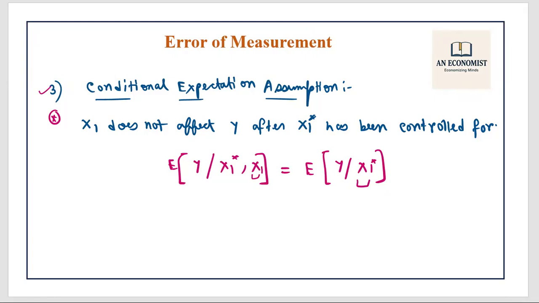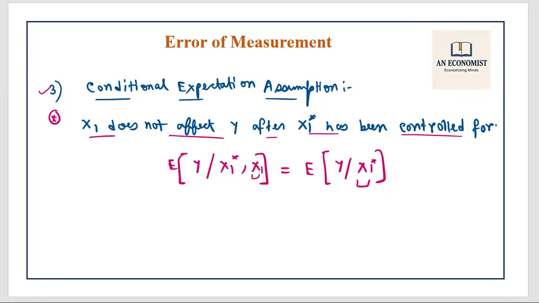But due to lack of availability of data, we cannot use x1 star. But in this assumption, what we are saying is that if x1 star is known to us, then we should not look for x1 as a separate variable. So x1 does not have any impact on y after x1 star has been controlled for, right? So this is what is known as the conditional expectation assumption. That is also a very crucial assumption.